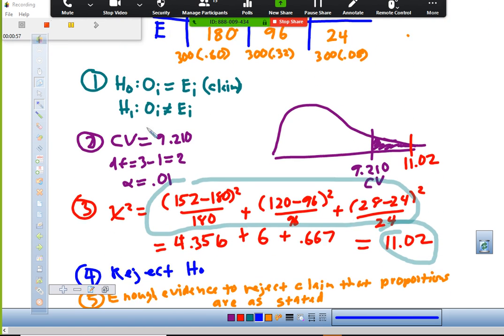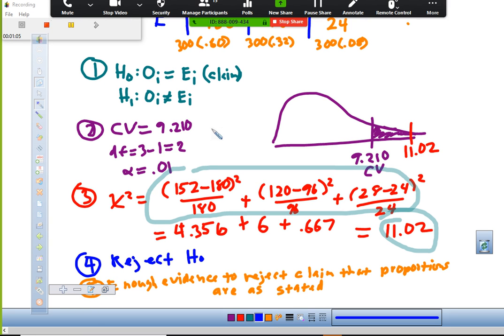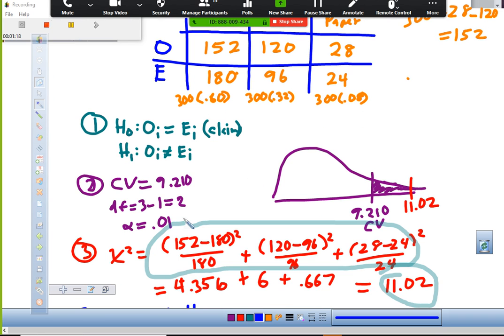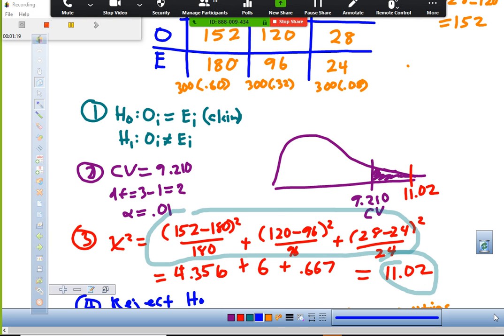my H naught, O sub I equals E sub I, that's my claim. H1 is O sub I is not equal to E sub I. And then my critical value. So I'm going to look it up on the table. I have 3 categories, right? So it's going to be degrees of freedom is 3 minus 1, which is 2.